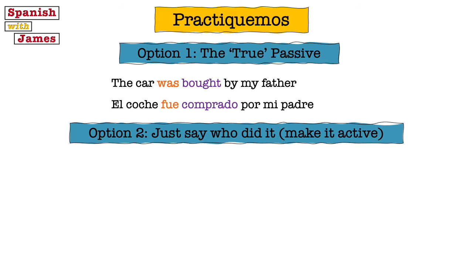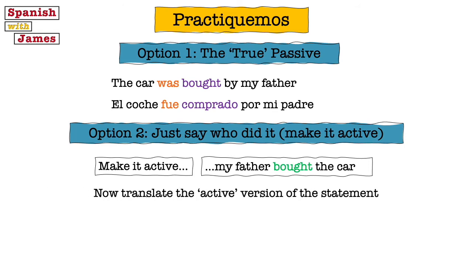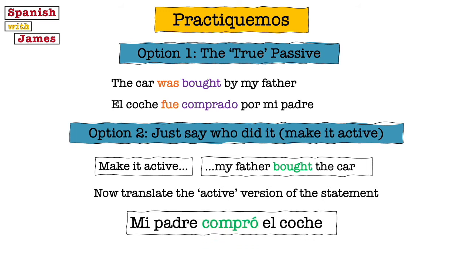Option 2, just say who did it, make it active. So first, have a think about what that active statement would become in English. The car was bought by my father. We could just as easily say, my father bought the car. So now pause the video and translate this active version of the statement into Spanish, remembering to be careful with the tense. Okay, so it's the preterite tense that we'd use for this. Mi padre compró el coche. Or you might have gone for mi padre compró el carro. Okay, so two different ways to talk about cars depending on where the Spanish that you're learning is from.